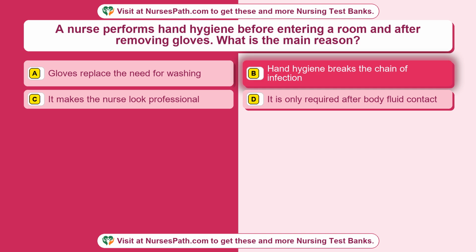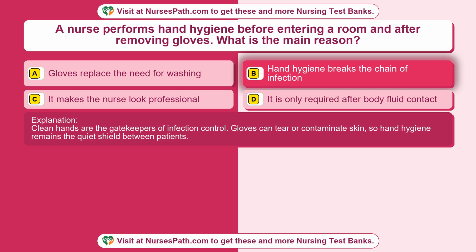The correct answer is option B. Hand hygiene breaks the chain of infection. Clean hands are the gatekeepers of infection control. Gloves can tear or contaminate skin, so hand hygiene remains the quiet shield between patients.